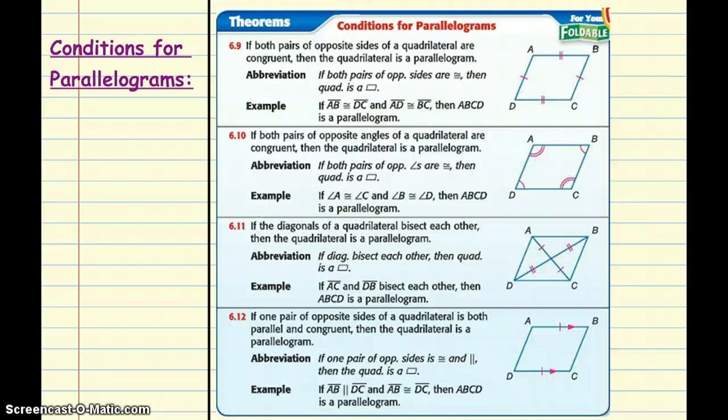The third one, 6.11: if we have these diagonals and they bisect each other, then we know that the quadrilateral is a parallelogram. You could also consider the point where the diagonals meet as a point of intersection, and we're going to talk about that later in our examples. And then the last one is if we know that one pair of opposite sides is both parallel and congruent, then we can say that quadrilateral is a parallelogram.